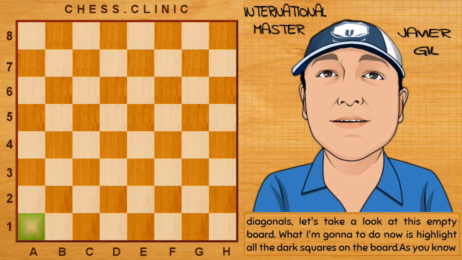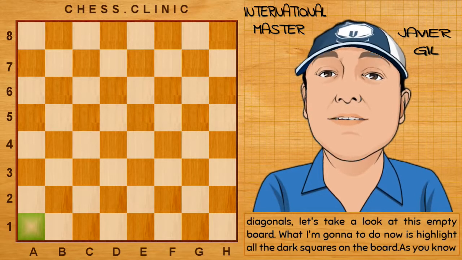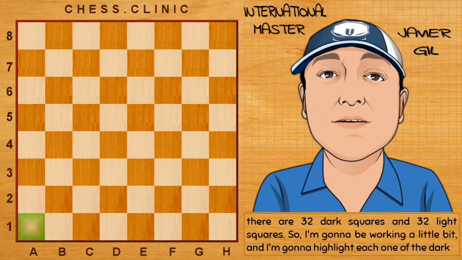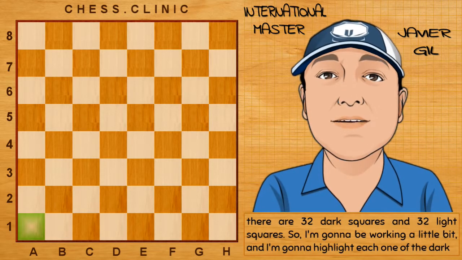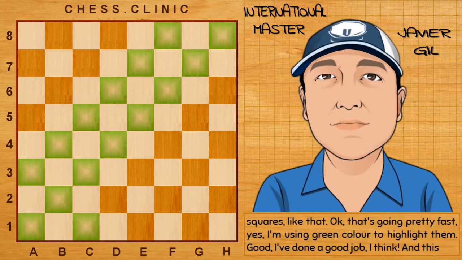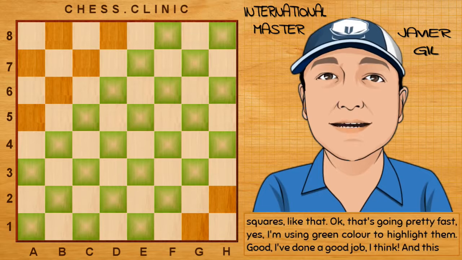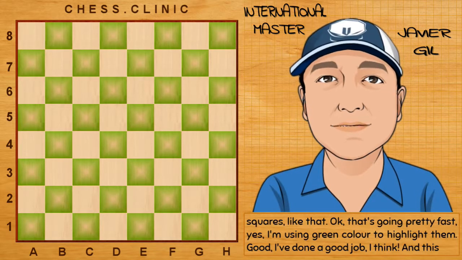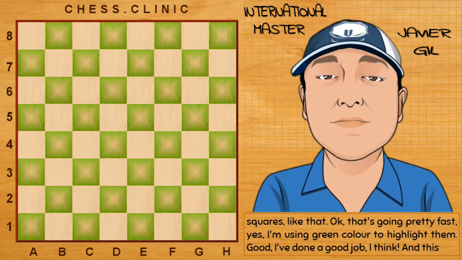Let's take a look at this empty board. What I'm going to do now is highlight all the dark squares on the board. As you know, there are 32 dark squares and 32 light squares. So I'm going to highlight each one of the dark squares like that. Okay, that's going pretty fast. Yes, I'm using green color to highlight them.